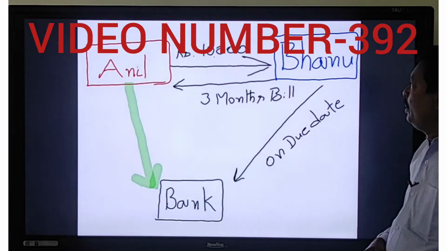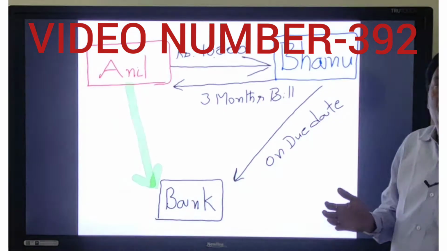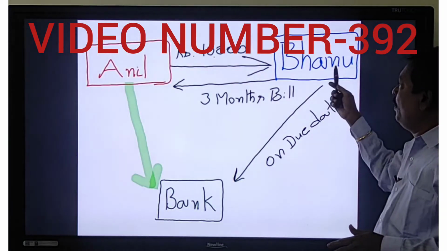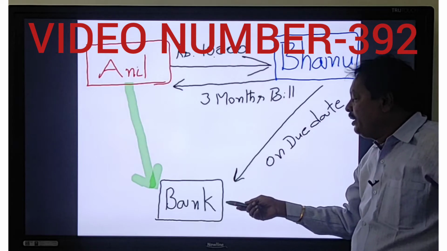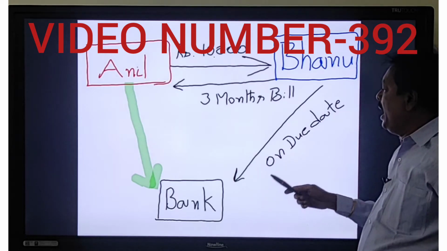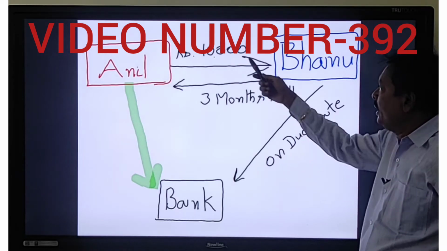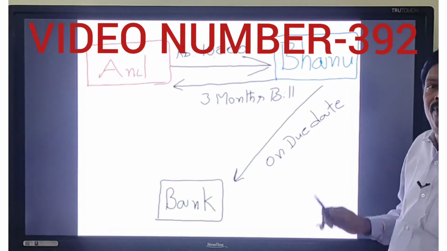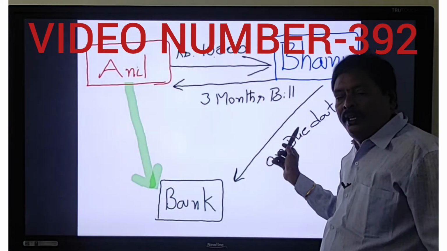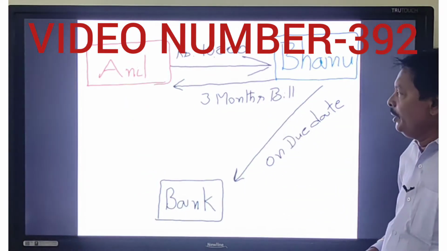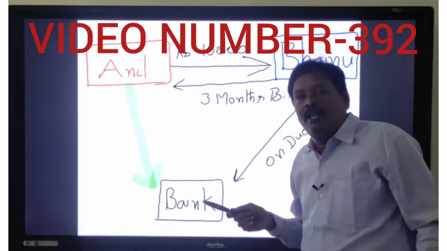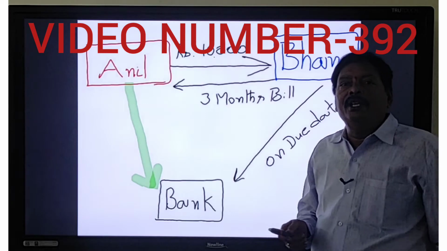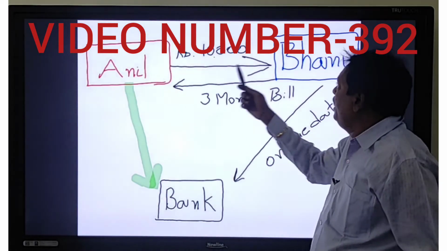On the due date, Banu wants to settle his account, that means he wants to honor the bill. So on the due date, Banu will go to the bank, pay the 10,000 amount to the bank and get back his bill. This is the information available in the given question paper. With the help of this information, or this diagram, we can write the journal entries in the books of both Anil and Banu.